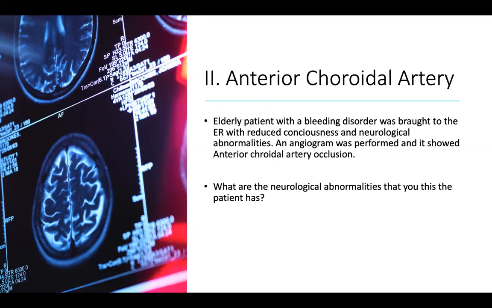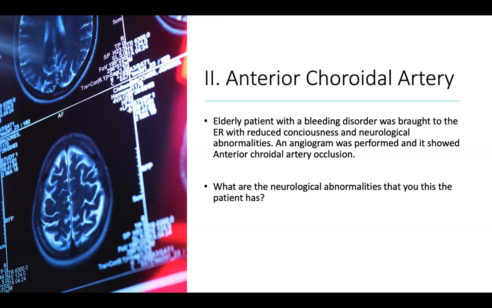First of all, what does the anterior choroidal artery supply? The ventricular system. Ventricular system, excellent. What else? Internal capsule, thank you. The internal capsule is what? It's where the tracts converge. Okay, so it's where the tracts pass.